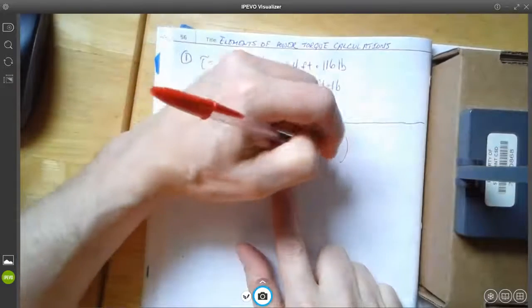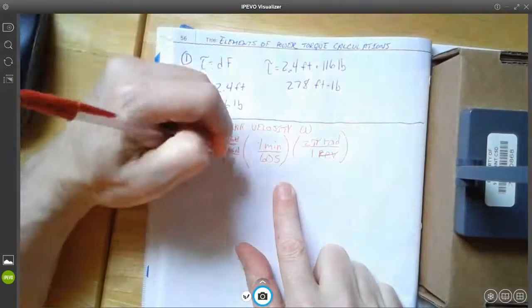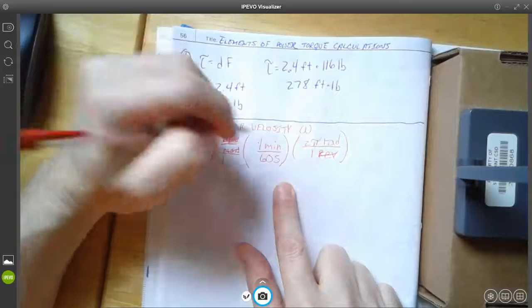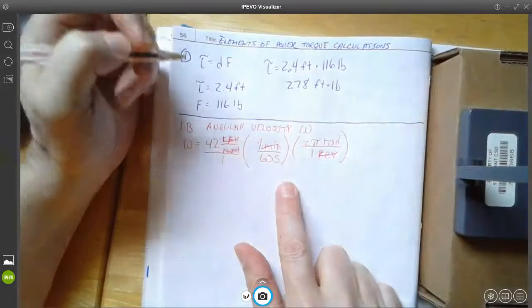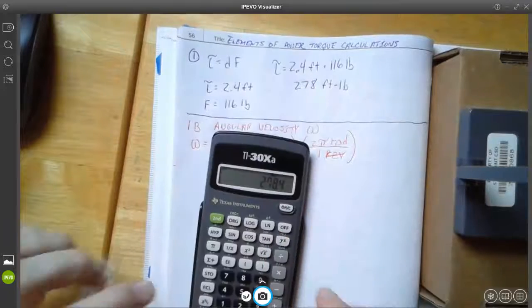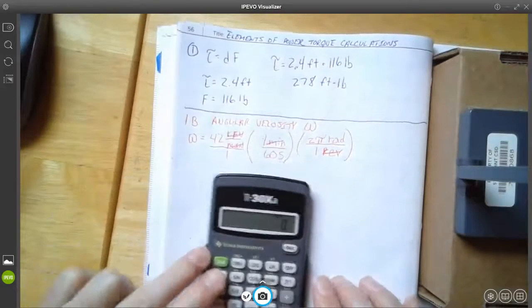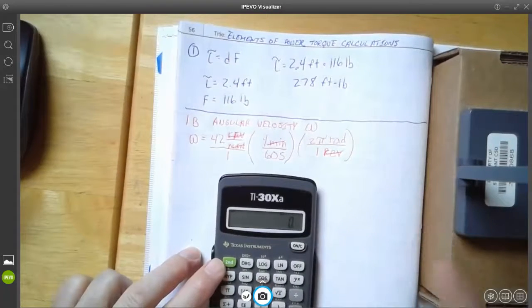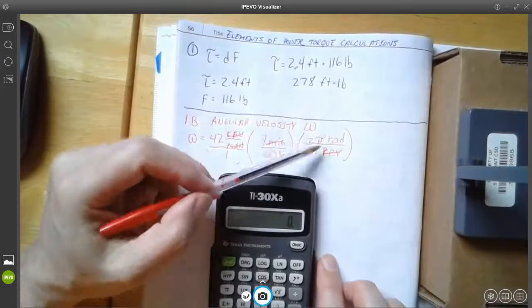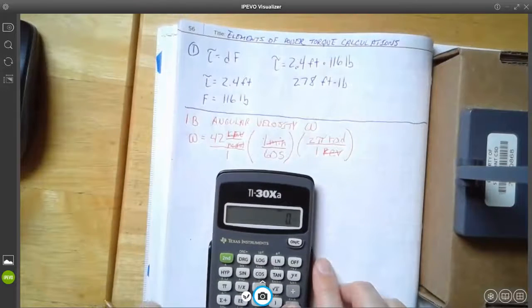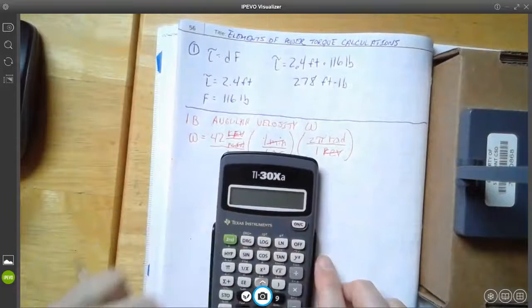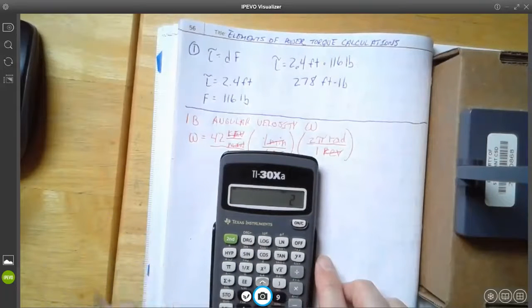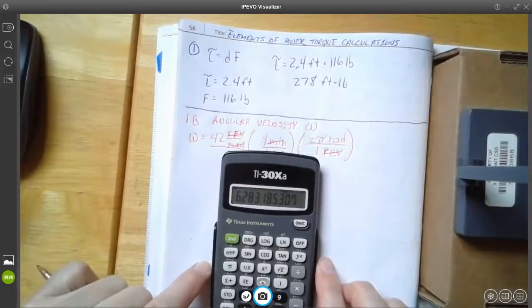Revolutions cancels out with this guy here. Minutes cancels here. So when we do the calculation here, I'm going to show you how to do this. Okay, I'm going to do the 2 pi first. So I'm going to take 2, and I'm going to multiply that times pi, and that's going to equal that.